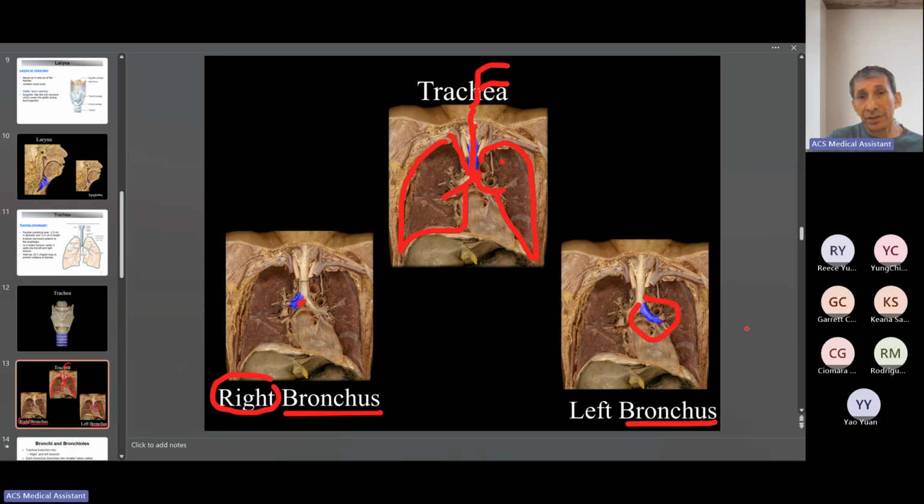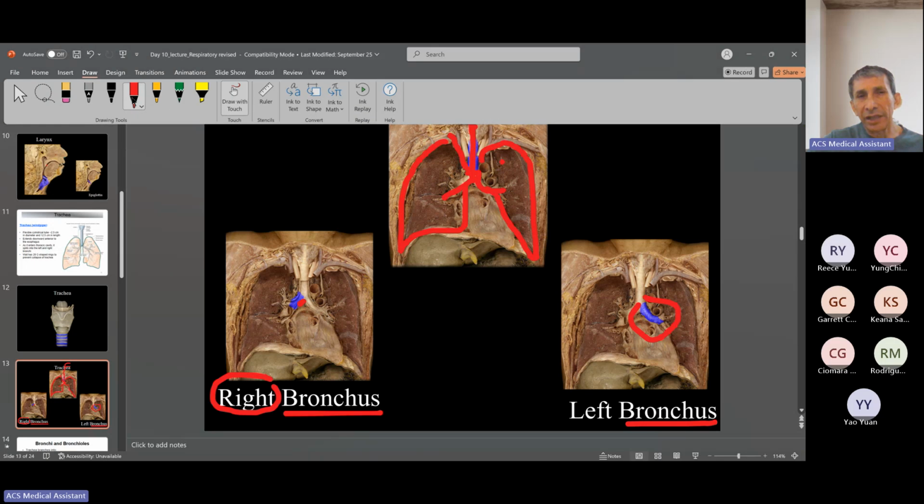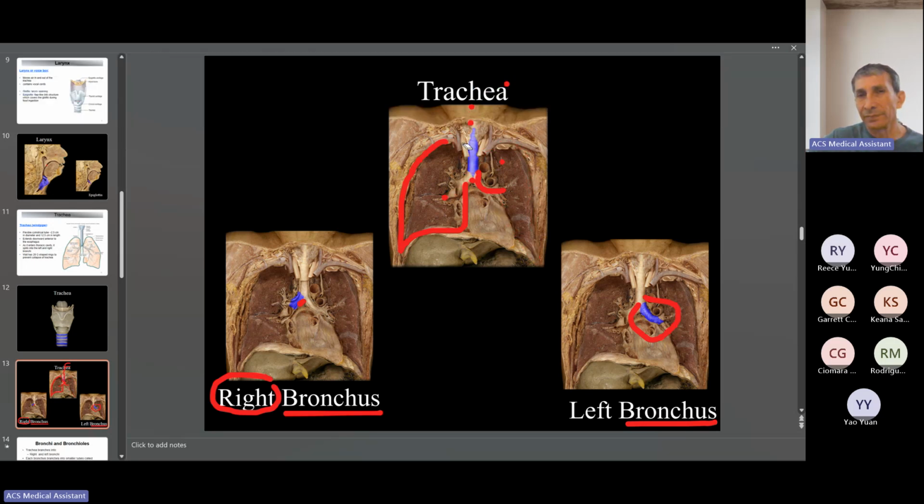So these are branches of the trachea. And because they are branches of the trachea, they contain the C rings as well. So the C rings are only present within the trachea and the bronchi, the right and left bronchus. That's basically what it is. These are the tubes, the pathways, the pipes, if you will, that bring oxygen to the lungs.